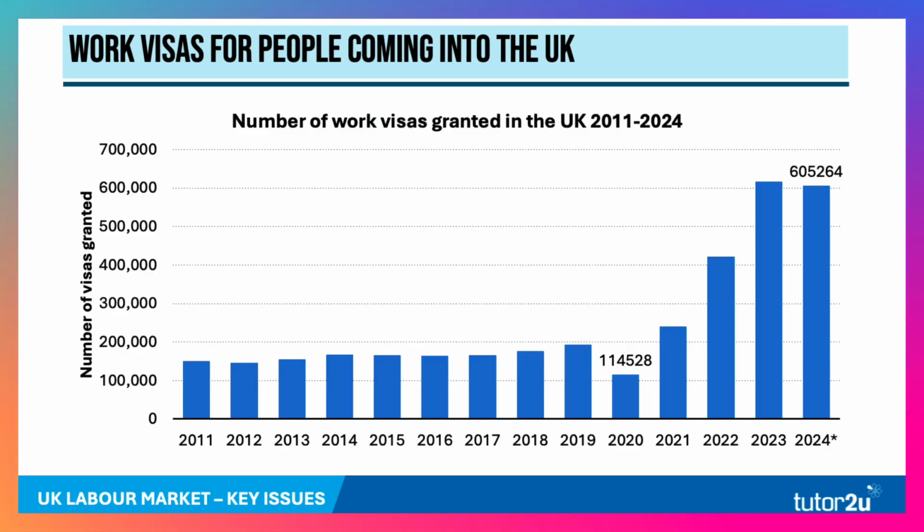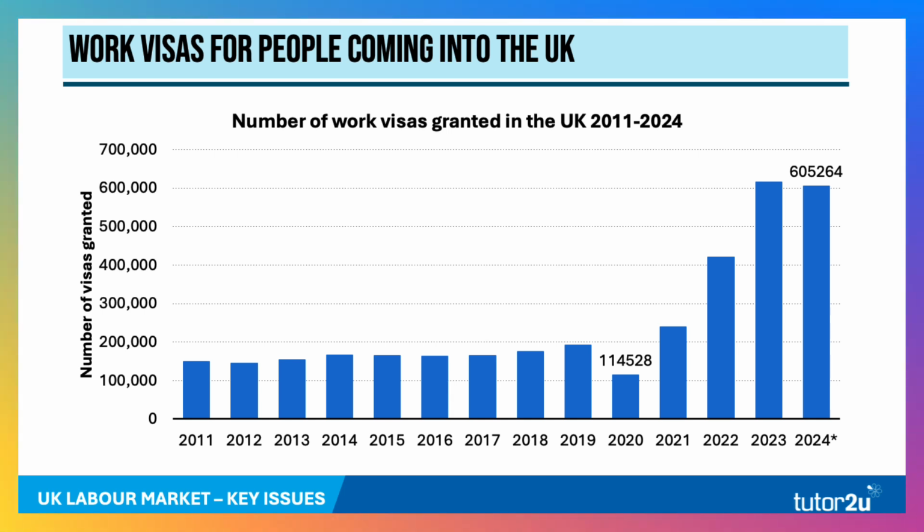This chart is particularly interesting. It shows the number of work visas granted in the UK since 2011. Now, keep in mind, of course, that the UK left the European Union at the end of 2019 into 2020, 5 years ago now. And one of the features of the European Union is free movement within and across member nations. And the UK has replaced free movement with a points-based work immigration platform and a greater use of work visas.